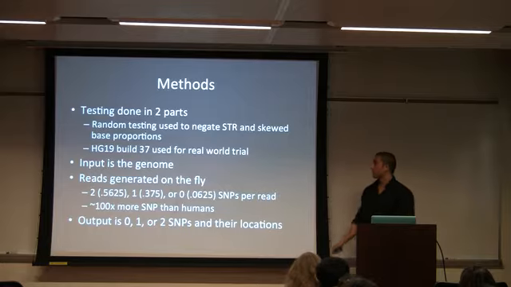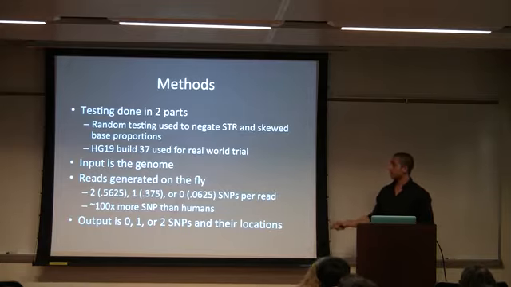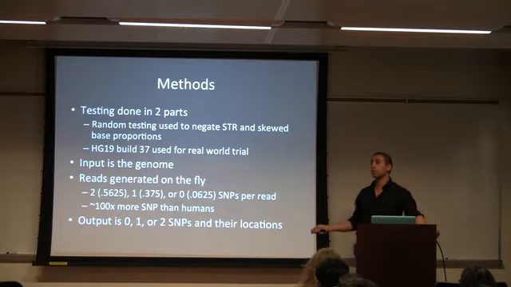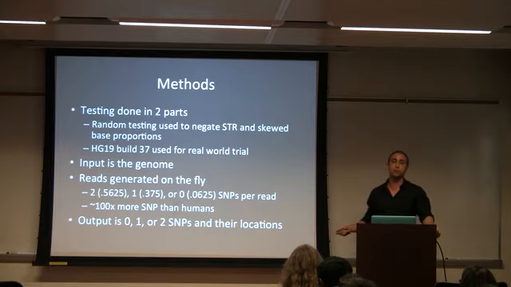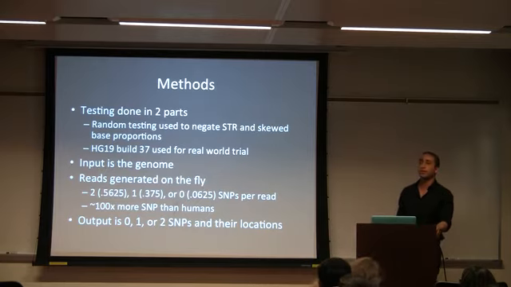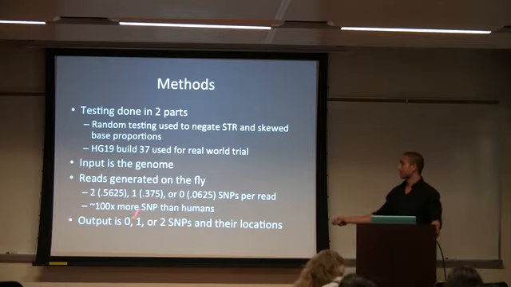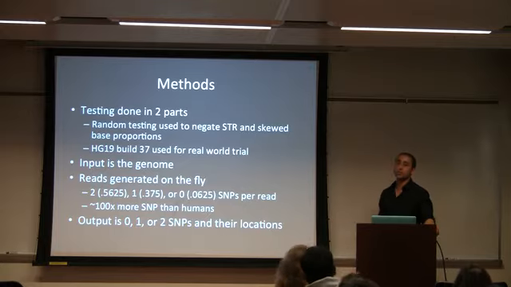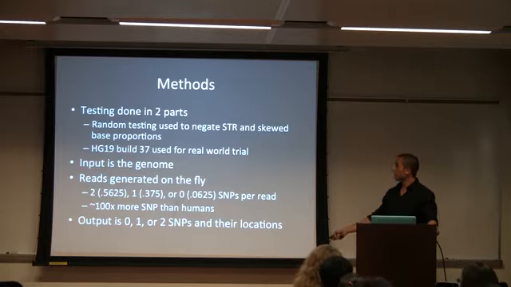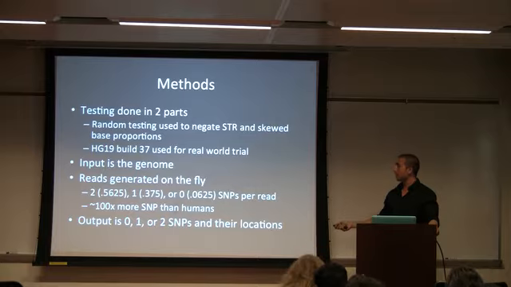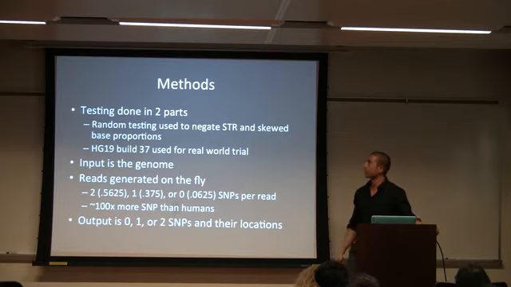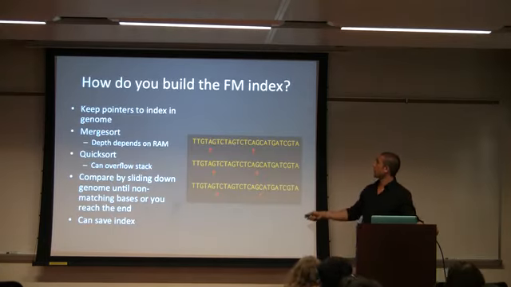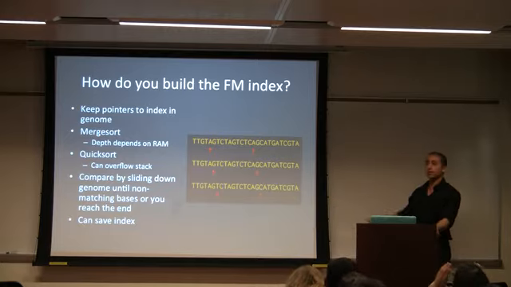Reads were generated from that genome. Because I really wanted to stress the algorithm, there are significantly more errors per read than you'd find in the actual human genome. There are approximately 100 times the amount of SNPs that you'd find there. And the output is the SNP itself as well as the location. So you're either going to have 0, 1, or 2 SNPs as well as the location in which they occurred. We didn't really go over in class how you build this FM index.